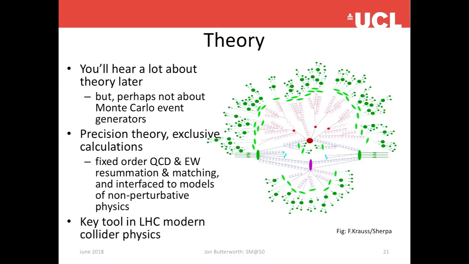And that's the kind of picture of what goes in there. You have a hard sub-process, you have the proton densities, so describing the quarks and the gluons distribution inside the proton. You have the radiation of quarks and gluons, which you'll hear about in later talks, and their conversion into hadrons. They allow us to make precise, exclusive calculations in fixed order QCD and electroweak, resummed, matching, really state-of-the-art calculational techniques. And they're an absolutely key tool in modern collider physics in general. They're useful in the design of the experiments, but they're also very important in allowing us to compare what we actually measure with what is predicted by the theory, on a more like-for-like basis than some of the more inclusive calculations.